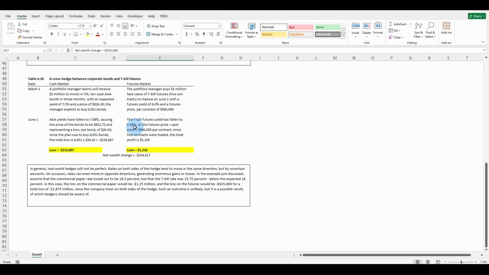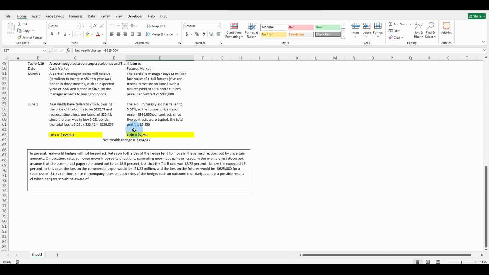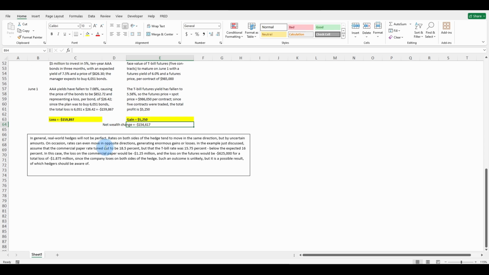T-bill futures yield has fallen to 5.58%. The futures price, equal to the spot price, is 986.50 per contract. Since 5 contracts were traded, the total profit is $5,250. Net wealth change: $154,000 loss. You can see when you're playing this fixed income game and you're moving a lot of money around, be careful. And I'll explain more as we move forward here.